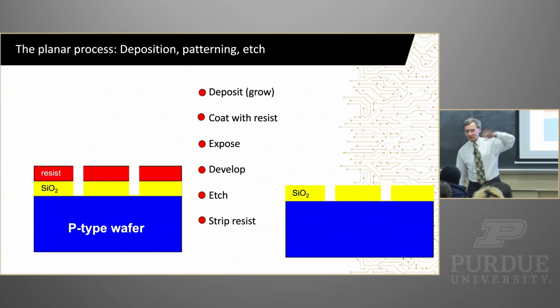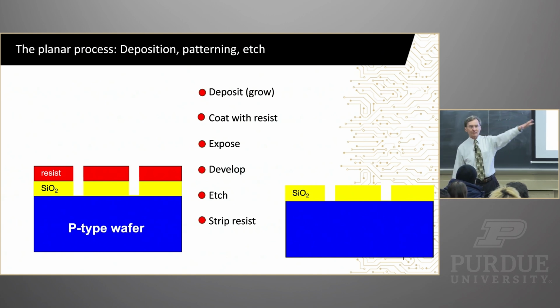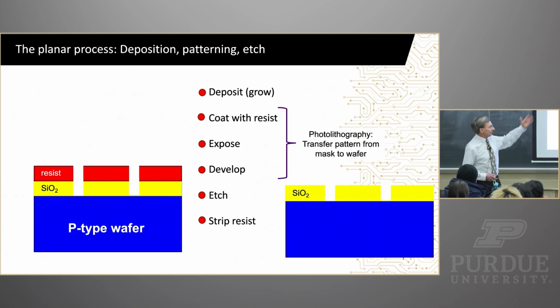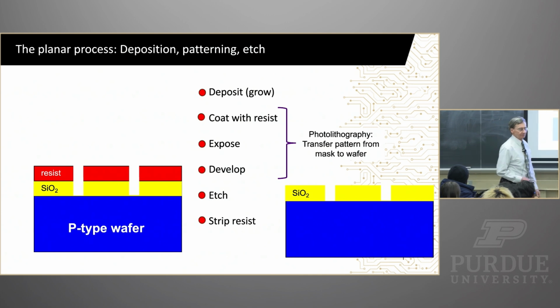Think of this as two-dimensional. We've just drawn a little cross-section. Think of it as a big two-dimensional pattern. You can make lines, rectangles, all kinds of things, okay? We're halfway done. So this is our photolithography step. This is what we mean by photolithography or photo patterning.